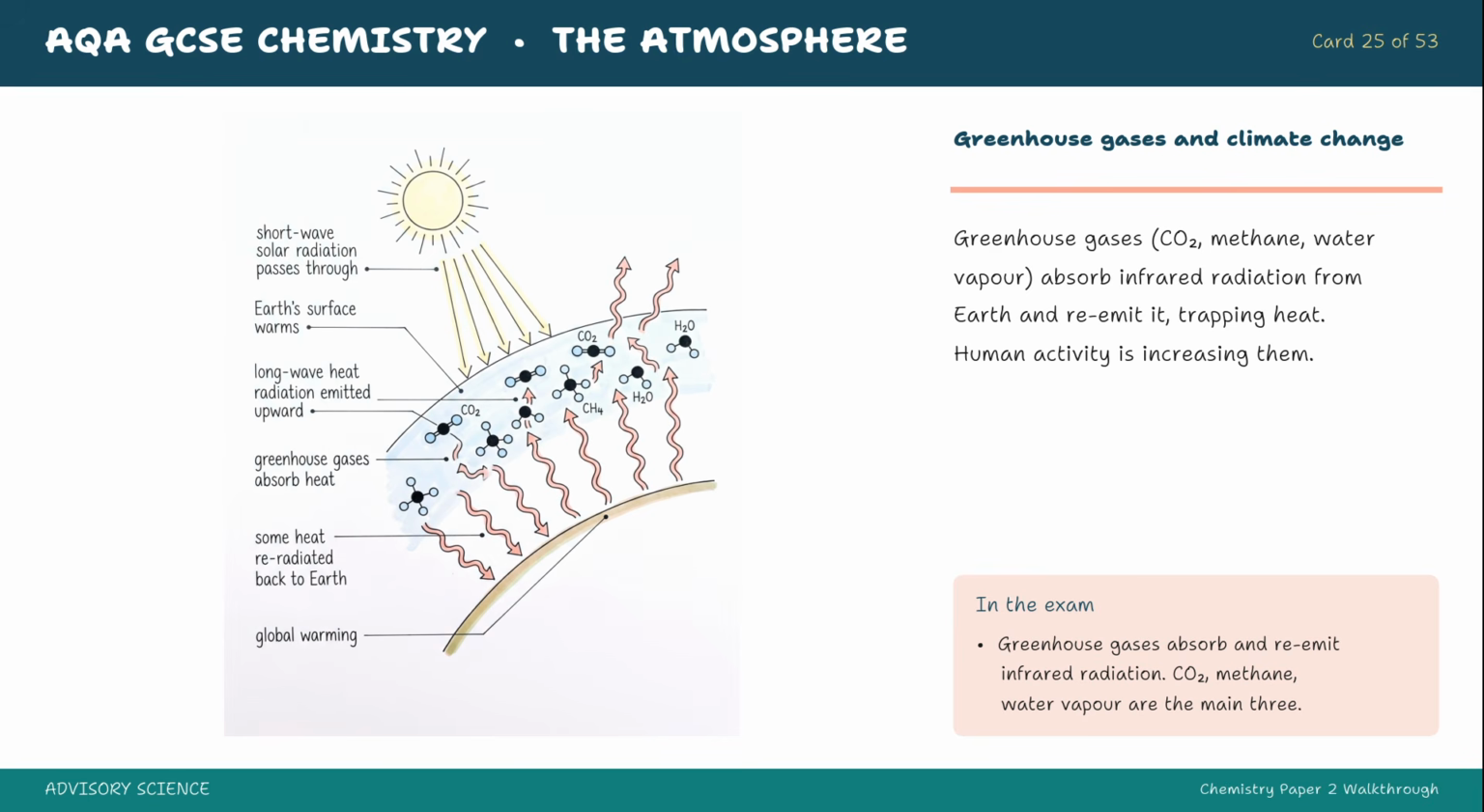In the exam, the consequences to learn include rising global temperatures, melting ice caps and polar ice, rising sea levels and flooding, more extreme weather, and changes to the distribution of wildlife. Always link human activity to the increase in greenhouse gases. Think of it like the greenhouse gases are a duvet around the Earth, and a thicker duvet traps more heat.